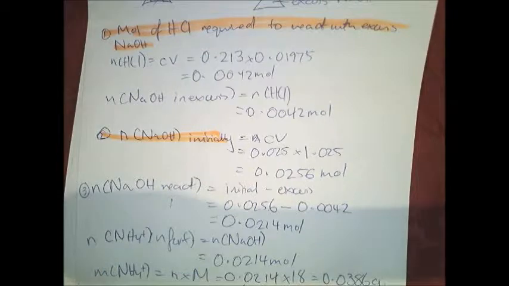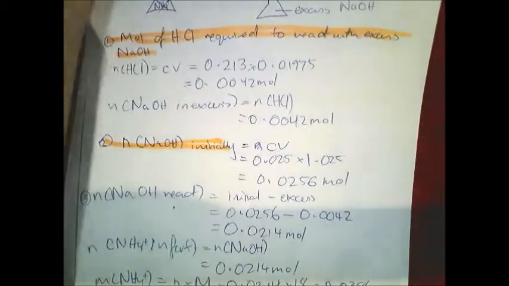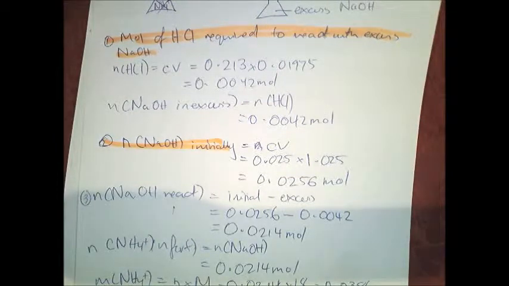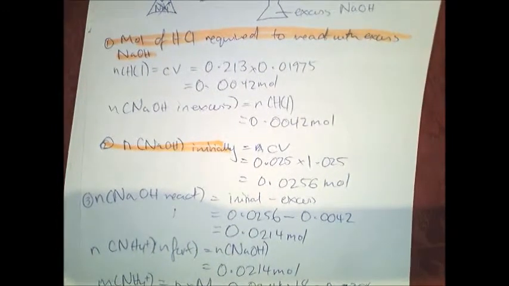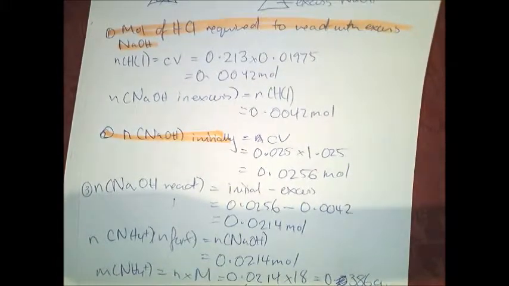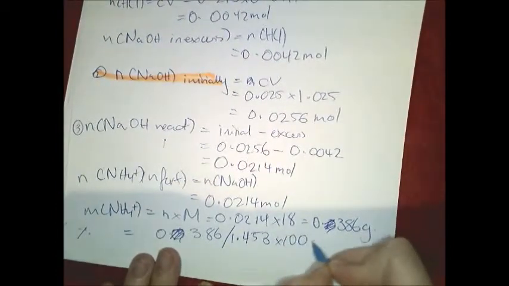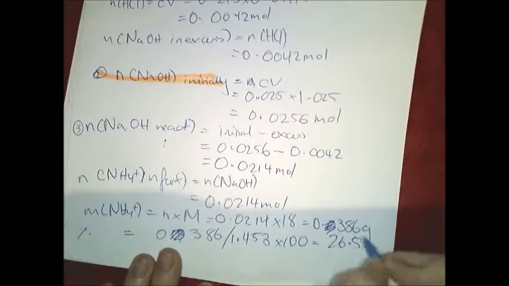The percentage equals 0.0386 divided by, is it 0.0386? Sorry. No, there's no zero there. Equals that divided by 1.453 times 100, 26.5%. Because again, 3 significant figures from this value. That's the least significant.